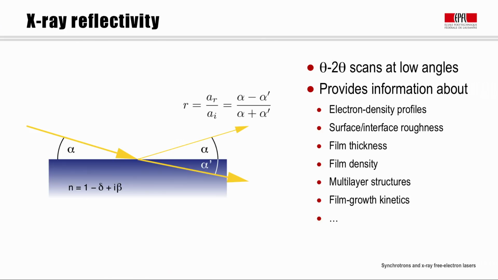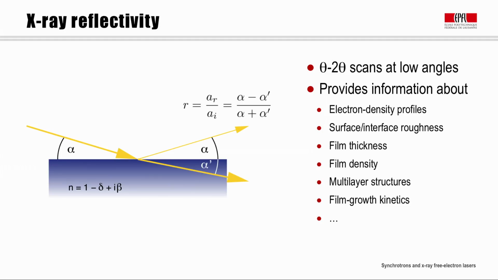X-ray reflectivity does exactly what it says on the can. One measures the specular reflectivity of X-rays as a function of incident angle. The range of angles typically lies between a little below the critical angle for total external reflection and a few degrees.